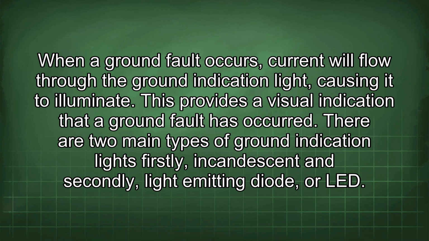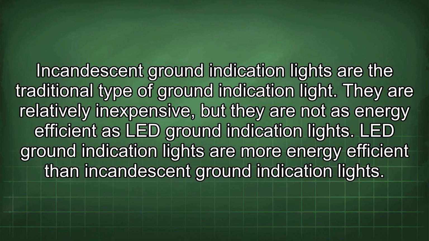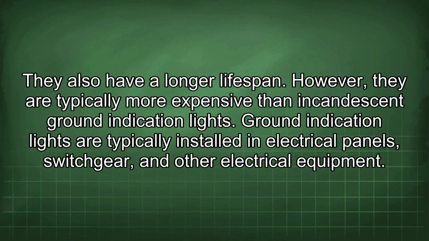There are two main types of ground indication lights: firstly, incandescent, and secondly, light-emitting diode, or LED. Incandescent ground indication lights are the traditional type of ground indication light. They are relatively inexpensive, but they are not as energy efficient as LED ground indication lights. LED ground indication lights are more energy efficient than incandescent ground indication lights. They also have a longer lifespan. However, they are typically more expensive than incandescent ground indication lights.